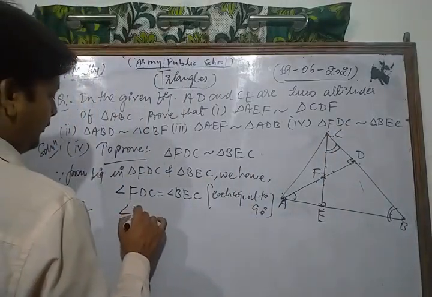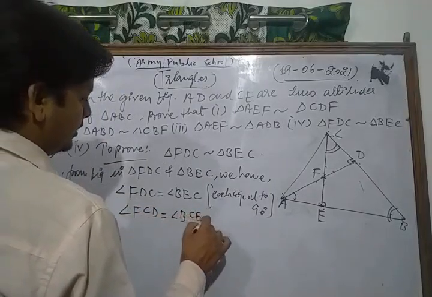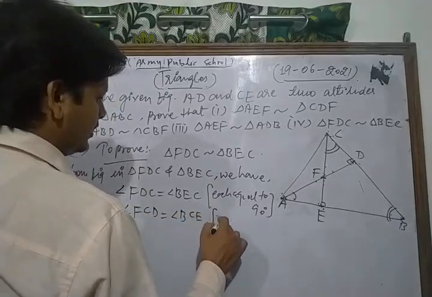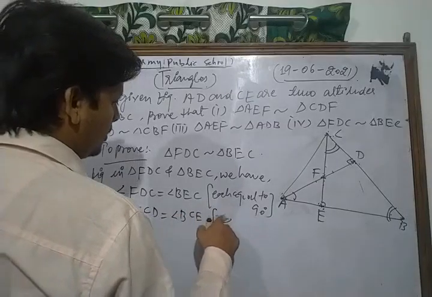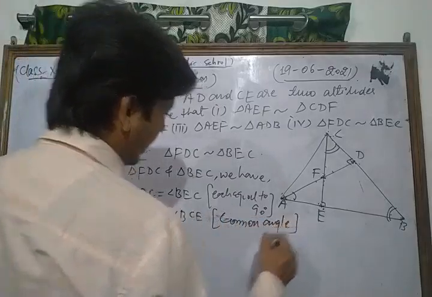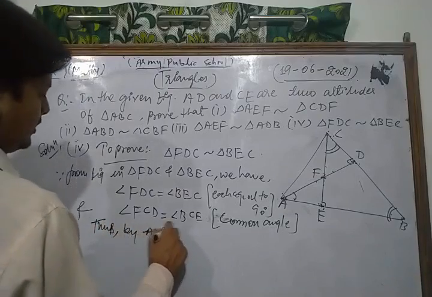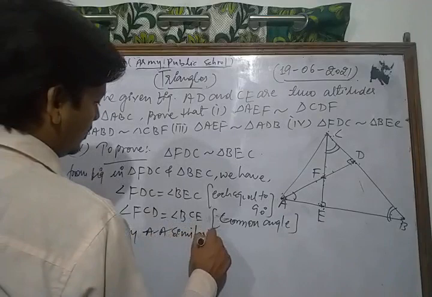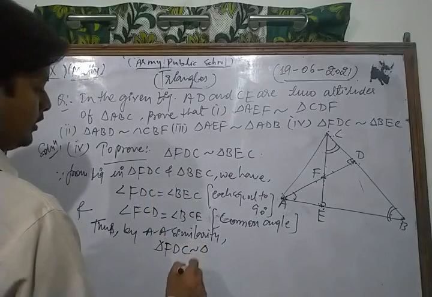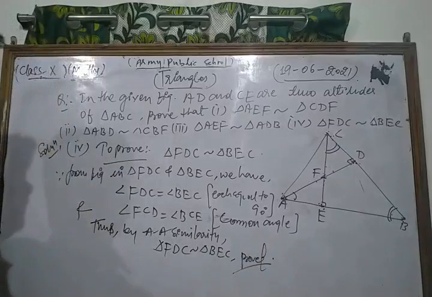Angle FCD is equal to angle BCE. That is angle C. This is the common angle. Okay. Thus, by AA similarity, triangle FDC is similar to triangle BEC. Hence, we prove the last part of this question.